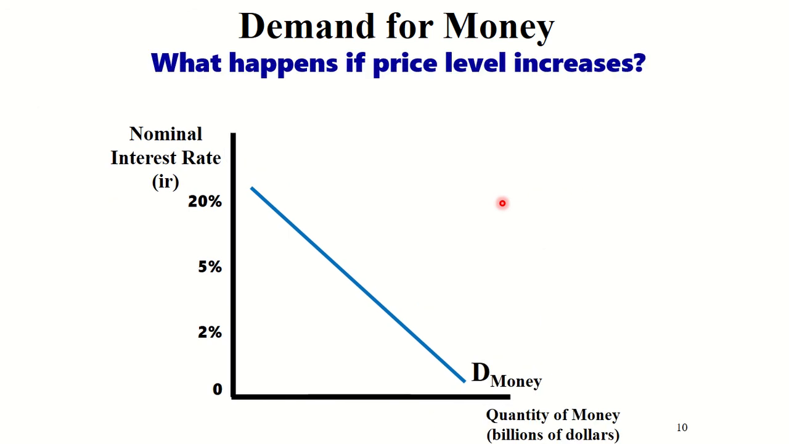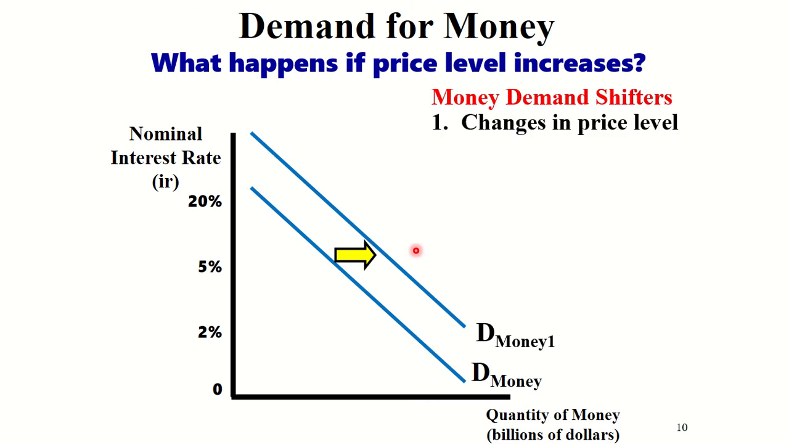What happens if the price level increases? Well, the demand for money would increase, not the quantity demanded, but the actual demand. Now, remember, let's imagine we're at 5%. What would happen if the price level increases at the same interest rate? Well, at the same interest rate, right, people are going to demand more money because they've got to pay more for stuff, right?